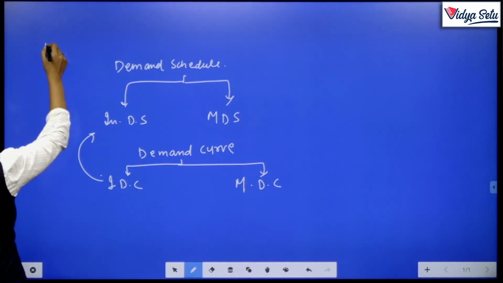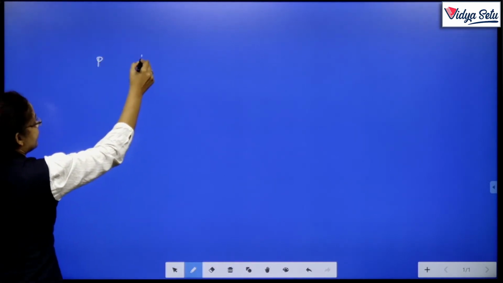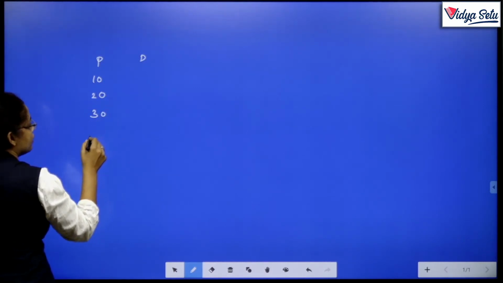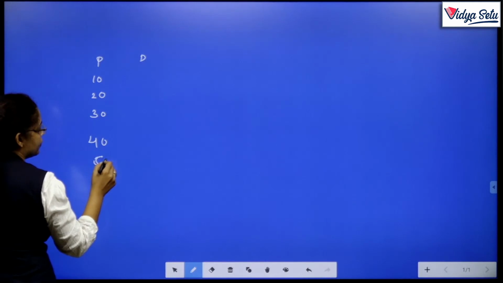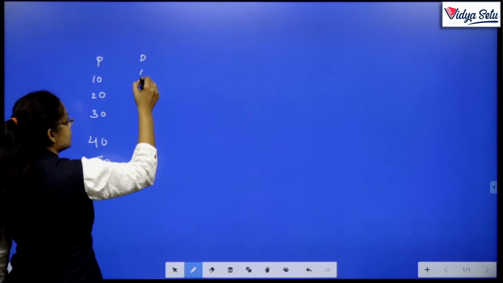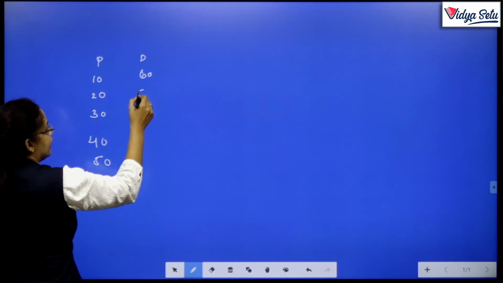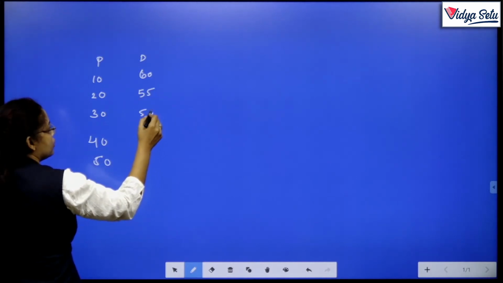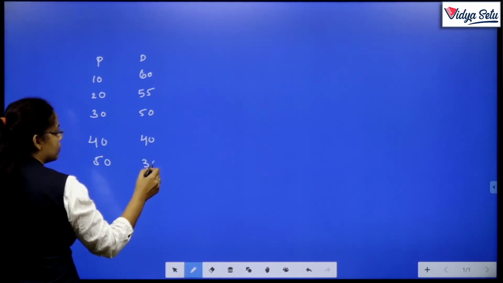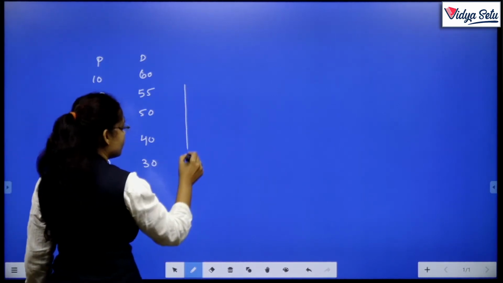Like price and demand: price 10, 20, 30, 40, 50, and the demand is 60, 55, 50, 40 and 30. So we draw the diagram also.